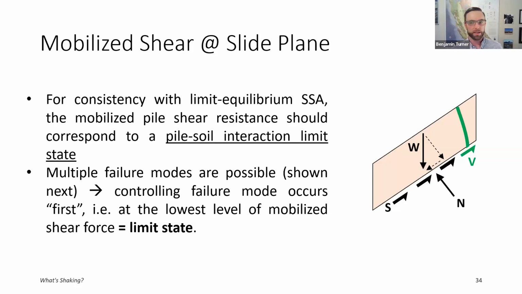So the premise here is that you should be using a resisting force representing a limit state of the pile-soil lateral interaction behavior. Multiple failure modes are possible. We'll show some sketches of those on the next slide. And we want to know which one of those failure modes controls. What I mean by that is which one occurs at the lowest level of slope deformation, which corresponds to the lowest level of mobilized shear force. When that failure mechanism has occurred, we are at a limit state for the pile system.